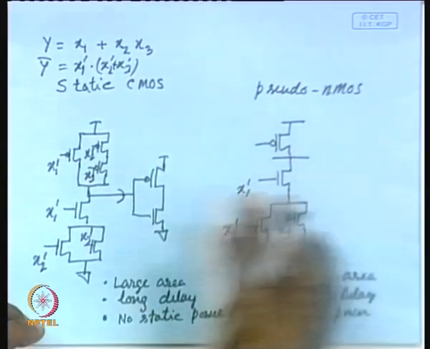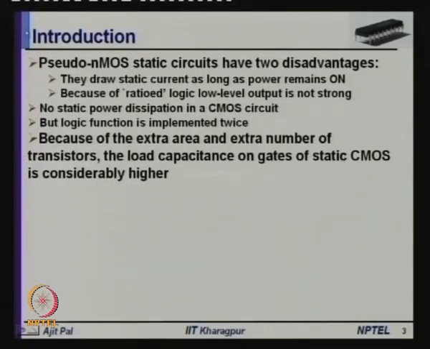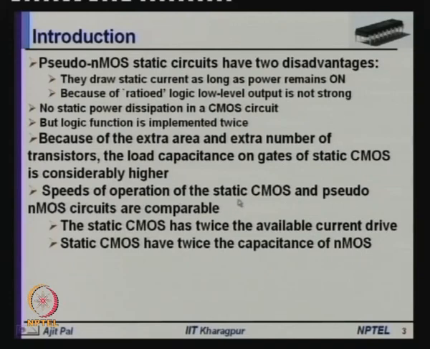static CMOS circuits. As I mentioned in my last lecture, we have to combine the advantages of both pseudo NMOS and static CMOS. We have seen that because of extra area and extra number of transistors, the load capacitance on gates of static CMOS circuits is considerably higher. So, the speeds of operation of static CMOS and pseudo NMOS circuits are not really comparable. As I mentioned, pseudo NMOS circuits are faster, because static CMOS has twice the available current drive, but it has twice the capacitance of NMOS. So, although the current drive is larger, because of larger capacitance, the delay is longer.